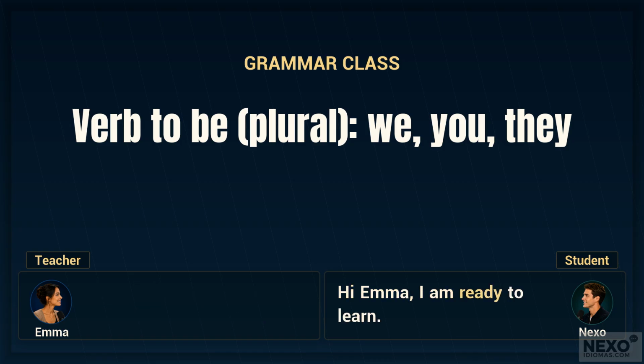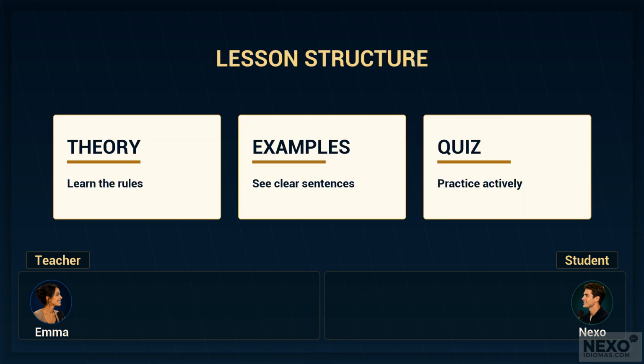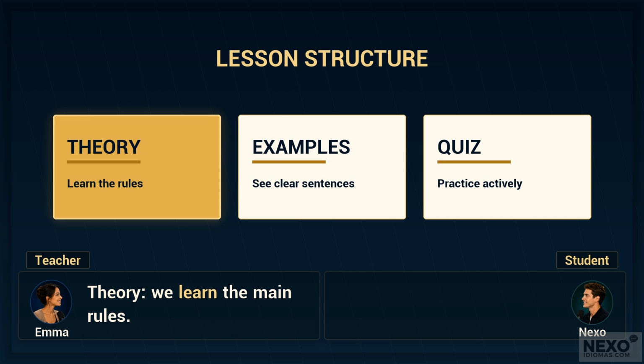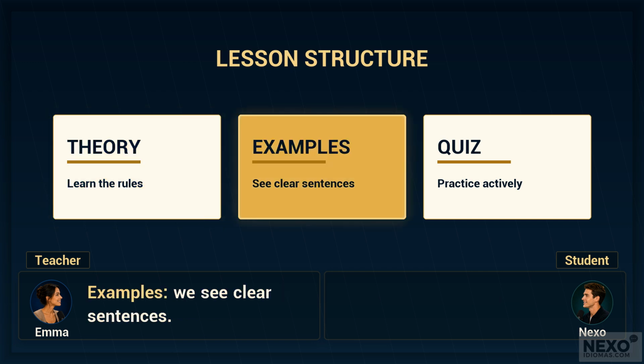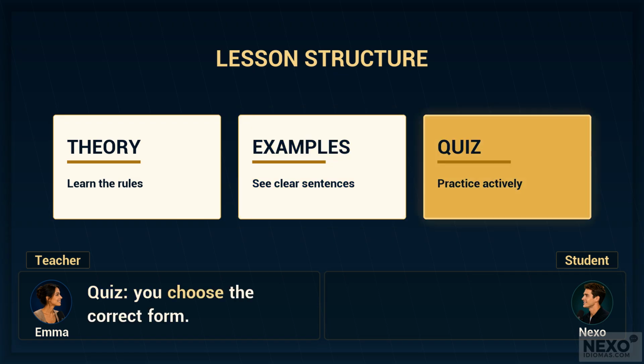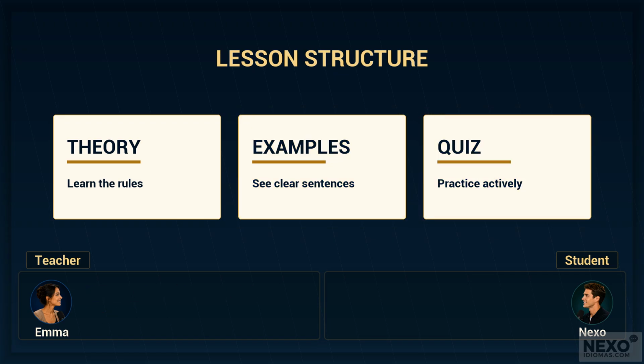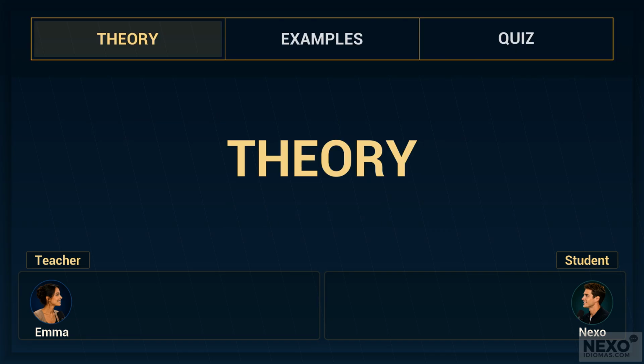Hi, Emma. I am ready to learn. First, I will show you the lesson structure. Theory. We learn the main rules. Examples. We see clear sentences. Quiz. You choose the correct form. Nexo. Are you ready to begin? Yes, I am ready. Now we start with the theory. Great. I will listen carefully.